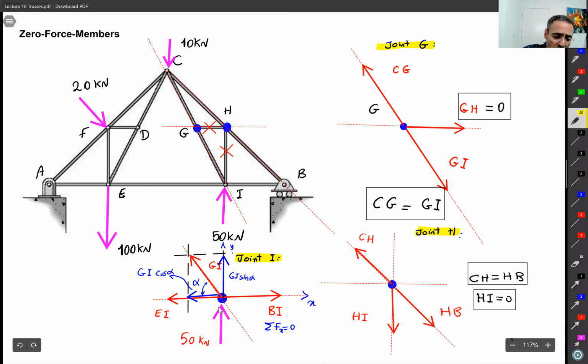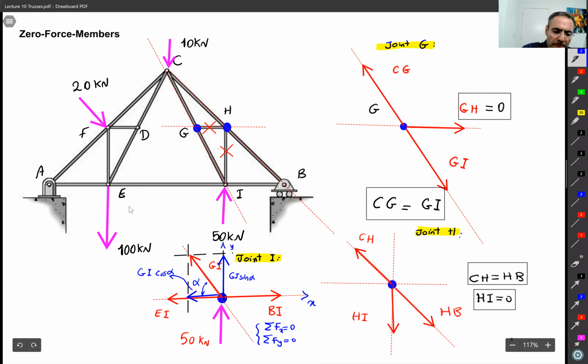The same with other joints, the forces must be balanced. So the sum of the force in X and the sum of the force in Y equal 0. We don't care about moment because all the forces are passing through one point, right? There is no moment basically. If you write these two relations, you realize now that GI cannot be 0 and BI is not equal to EI, right? So it means GI, we have to keep it, it's not useless.